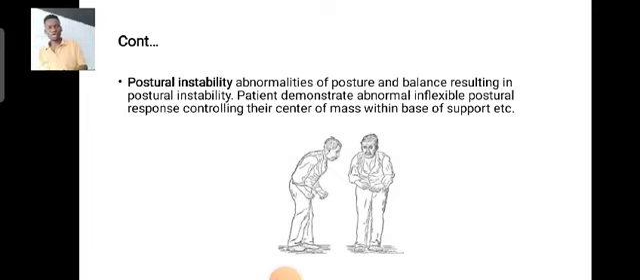A person cannot keep the center of mass within the base of support. There are many ways of explaining it, but that is postural instability. One is not balanced, and this even affects the gait of the person. Those are the four cardinal features of Parkinsonism. I hope you have understood them.